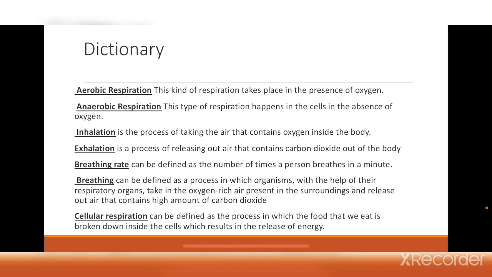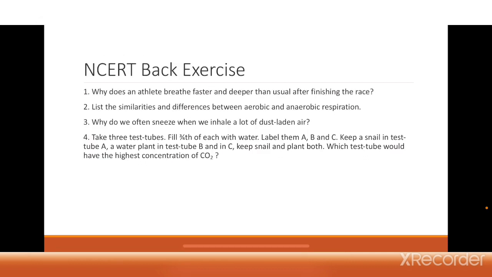This is the dictionary of the lesson that we have discussed in the previous videos. These are the terms that we have already discussed. The terms are aerobic respiration, anaerobic respiration, inhalation, exhalation, breathing rate, breathing, and cellular respiration. Learn these terms thoroughly.